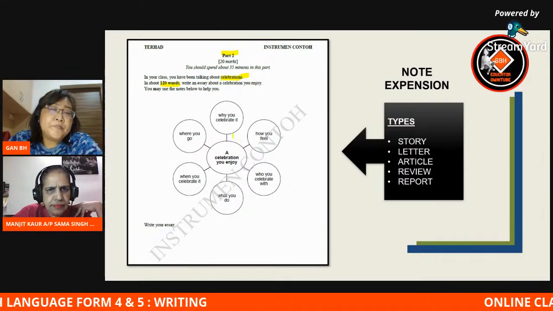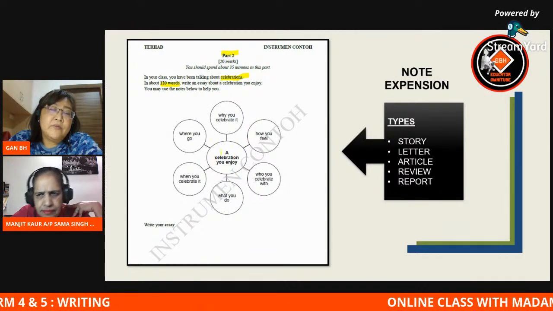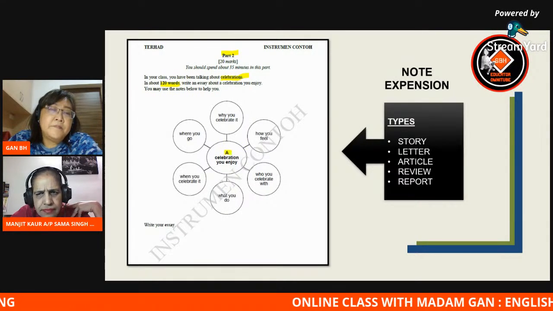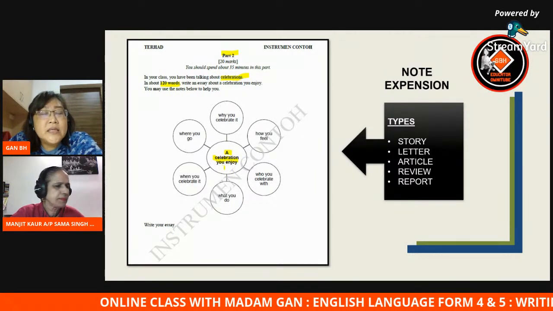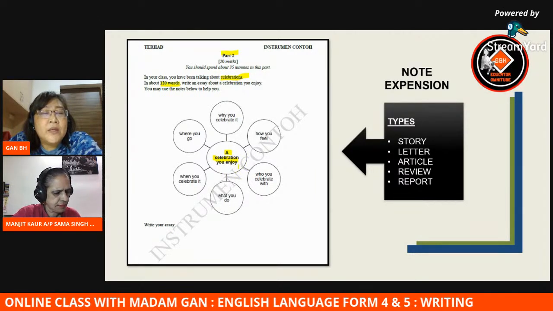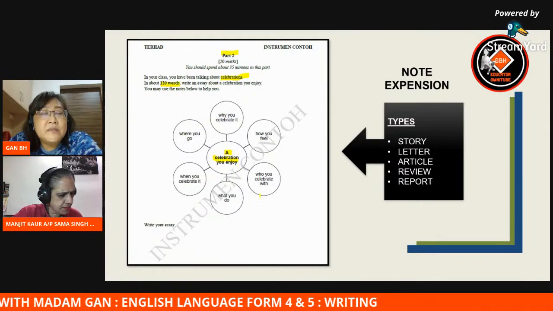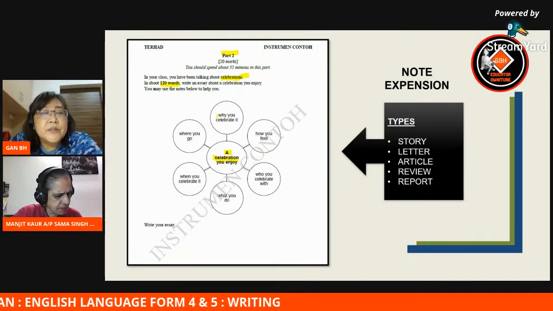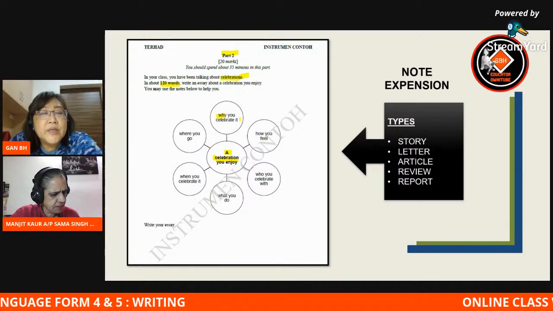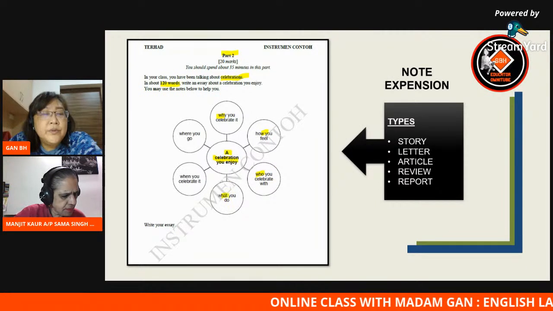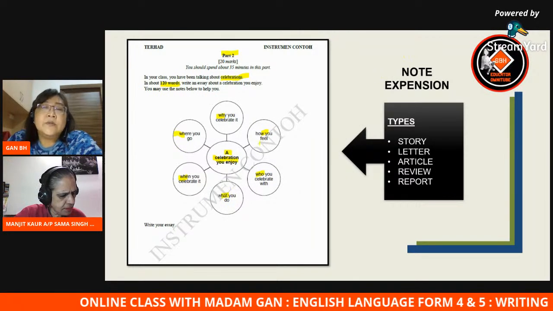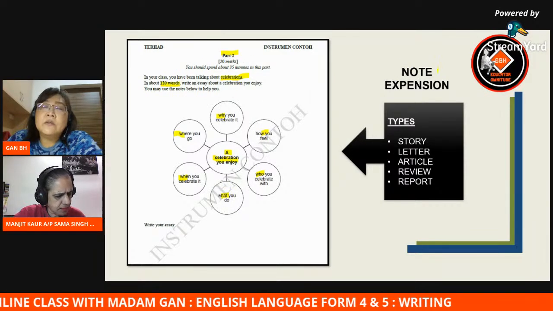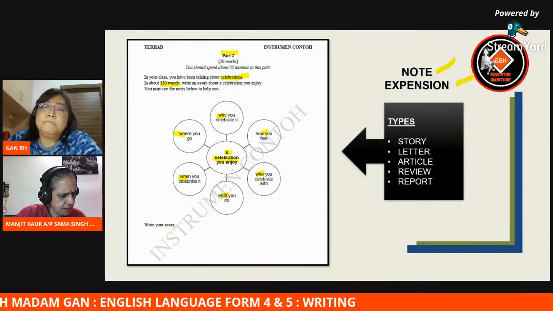So normally, this is the format where you have a mind map, and then the focus of the mind map is here, the center focus, a celebration you enjoy. Okay, so after that, you have 6 bubbles around with the WH questions. Why you celebrate it, or we can start with how you feel, who you celebrate it with, what do you do, when you celebrate it, and where you go. Okay, so this second part is called note expansion.